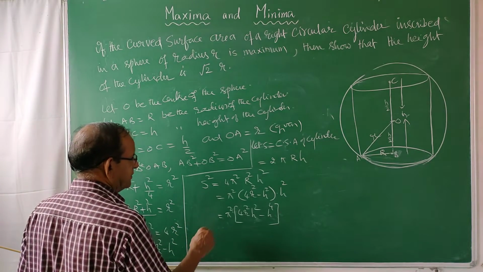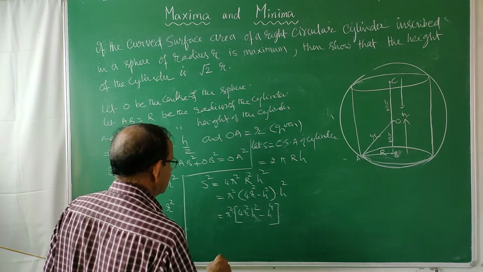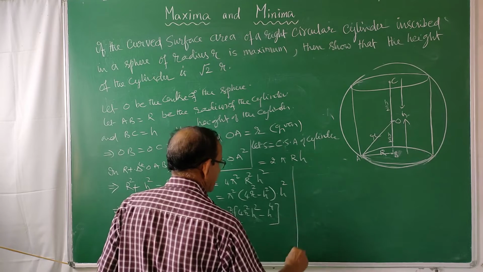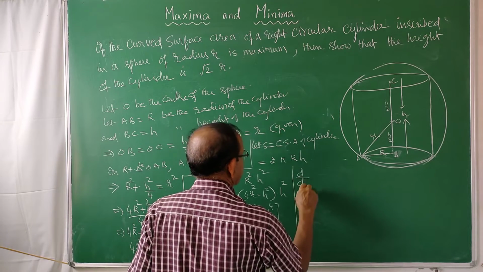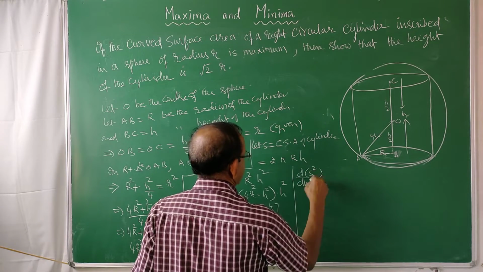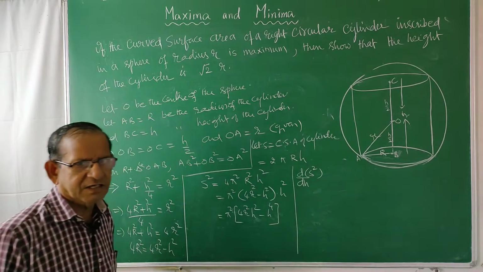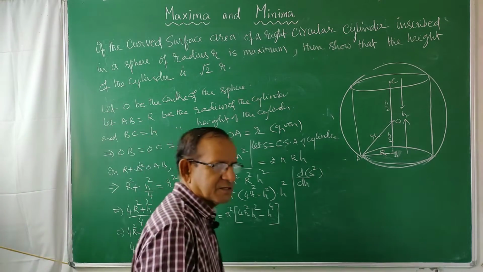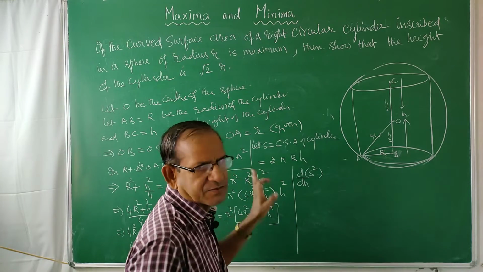Now let us find out the derivative d by dh of S square. If S is maximum, S square is also maximum. If S is minimum, S square is also minimum. So let us do all the operations on S square.